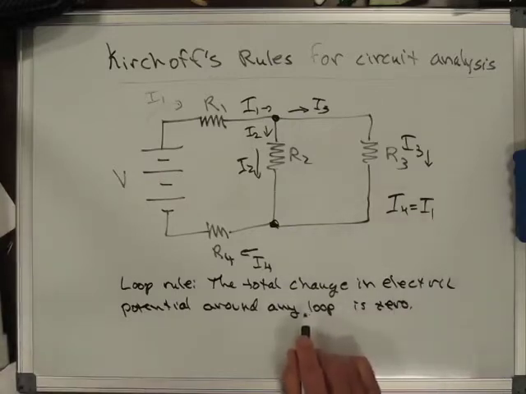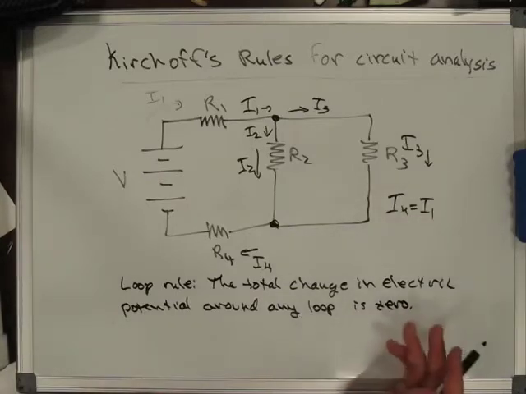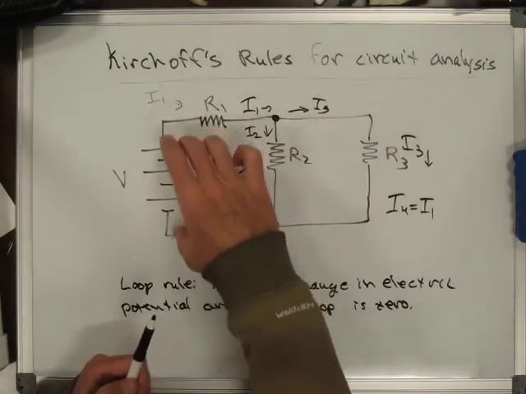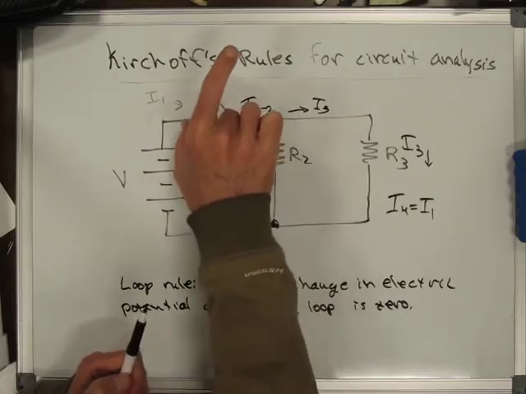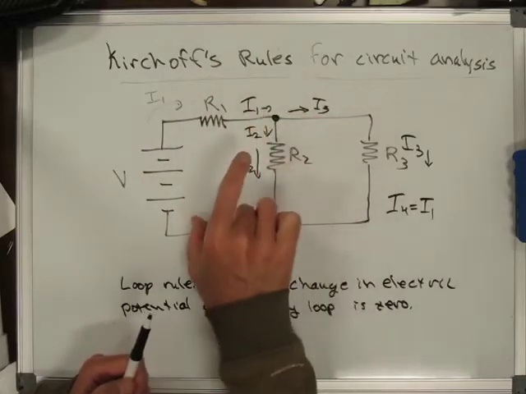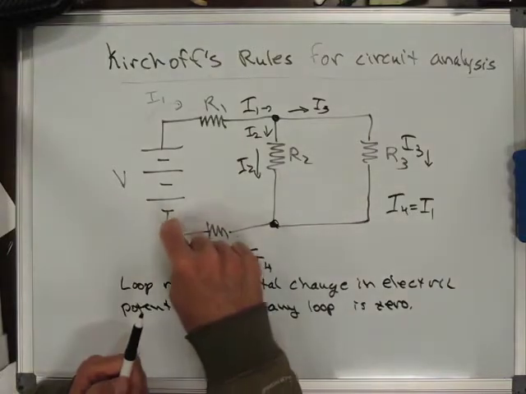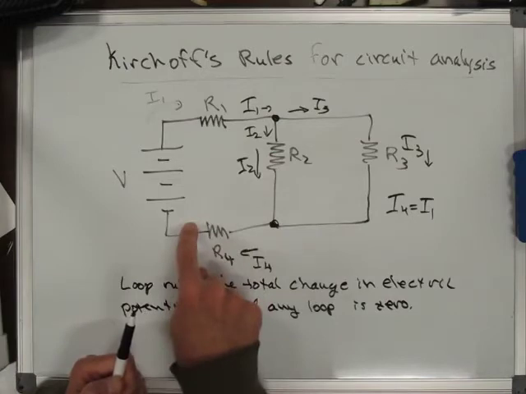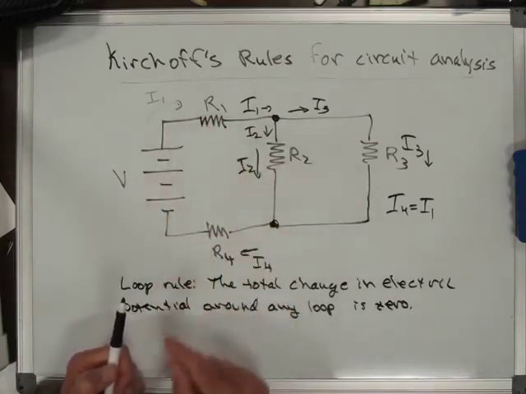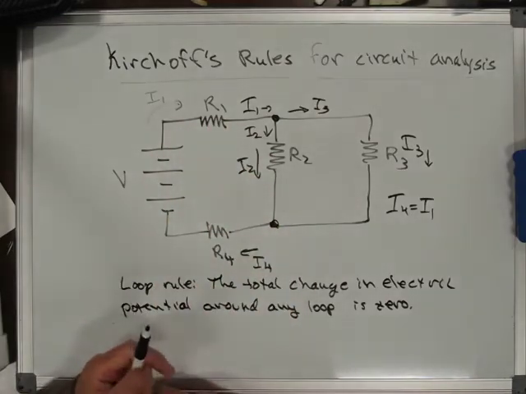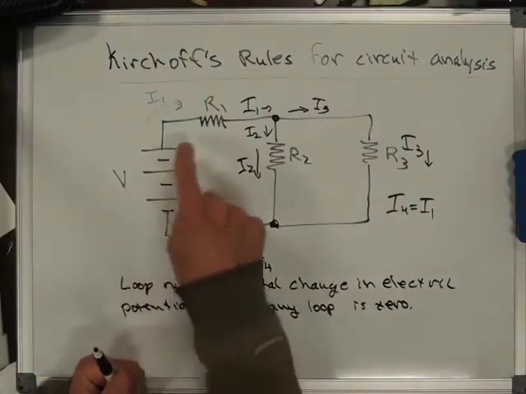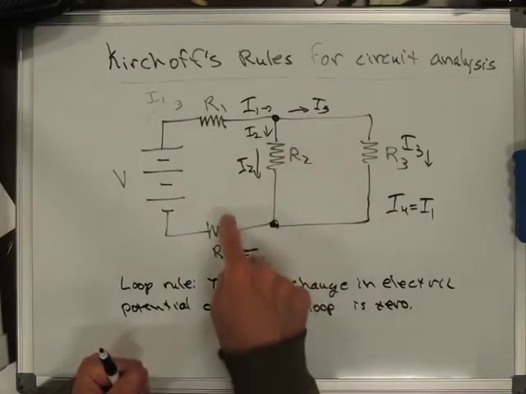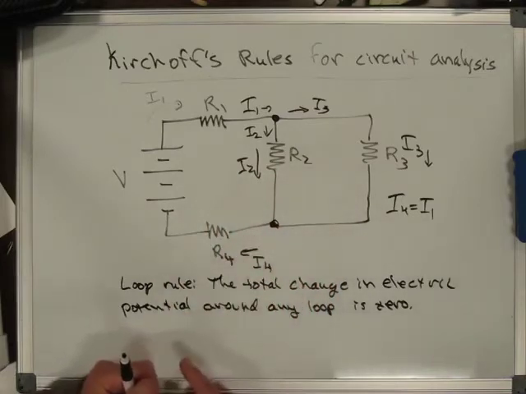The total change in electric potential around any loop is zero. We've already kind of said this. If I have a voltage increase from here to here of V, and then a voltage decrease, and a voltage decrease, and a voltage decrease, I should get back to zero. So I add V and then subtract I1R1, subtract I2R2, and subtract I4R4, going around this loop. Then I get back to zero. So V minus I1R1 minus I2R2 minus I4R4 equals 0. That's what we say around this loop.